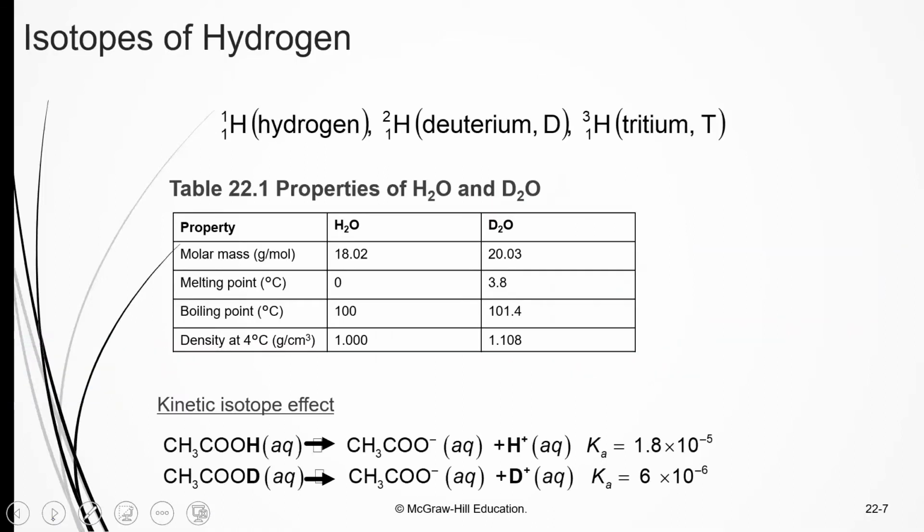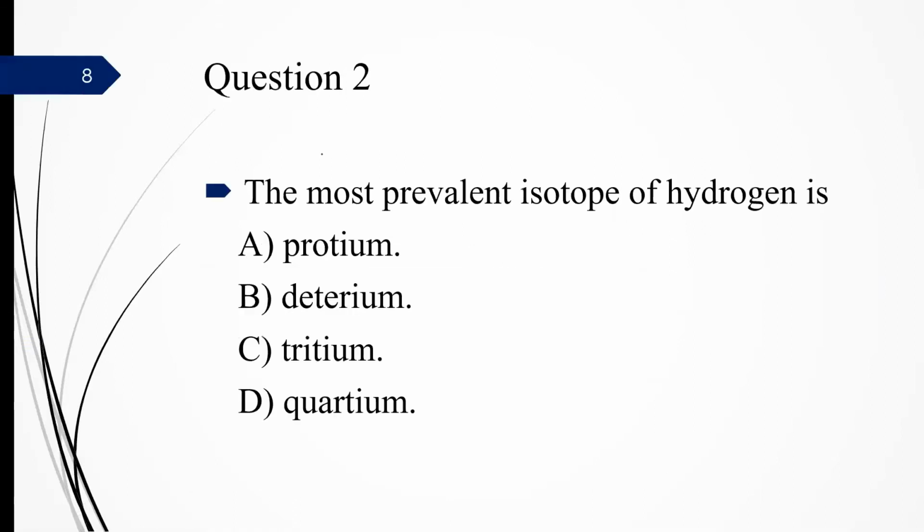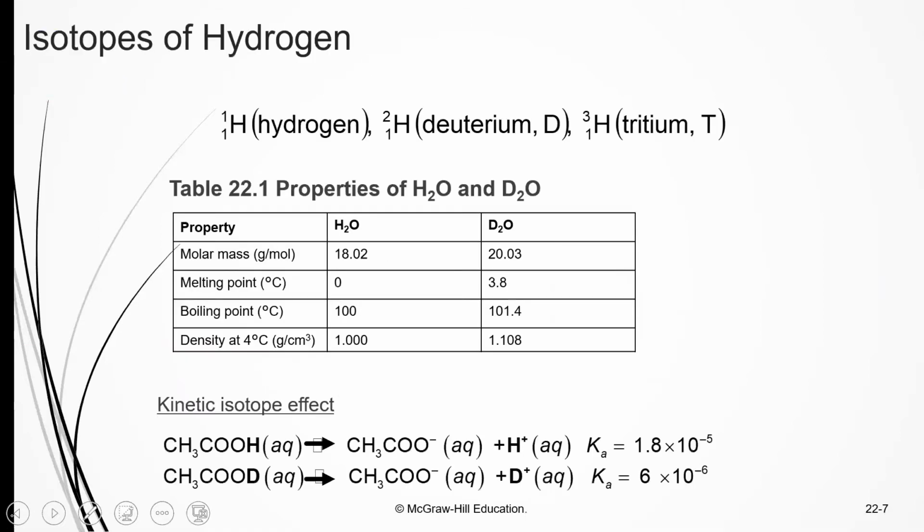Now, hydrogen comes in several different isotopes. We can have our normal hydrogen with the mass number of 1. We can have deuterium with a mass number of 2. That means it's got an extra neutron. Or we can even have tritium, which has a mass number of 3.